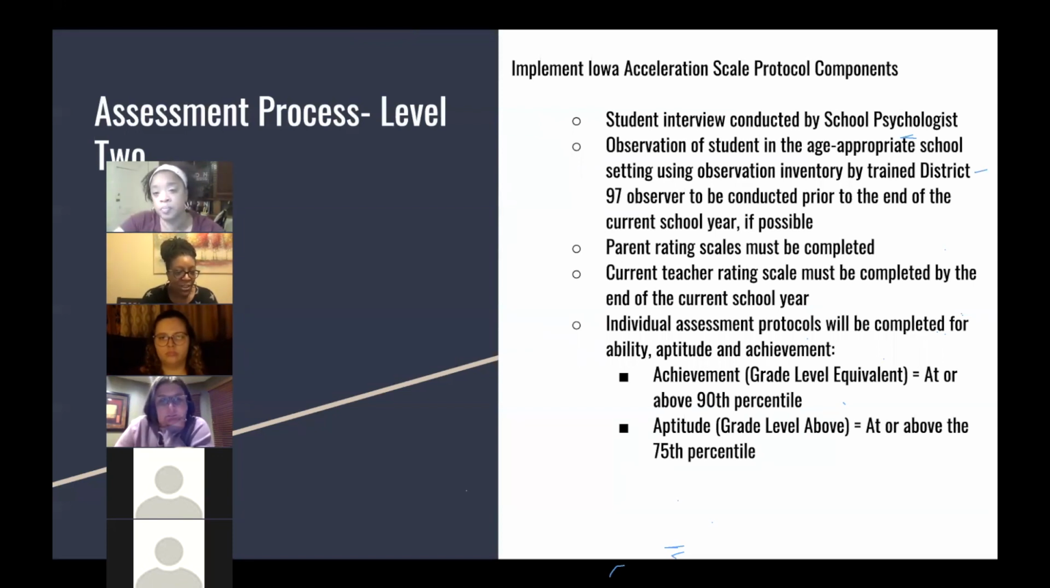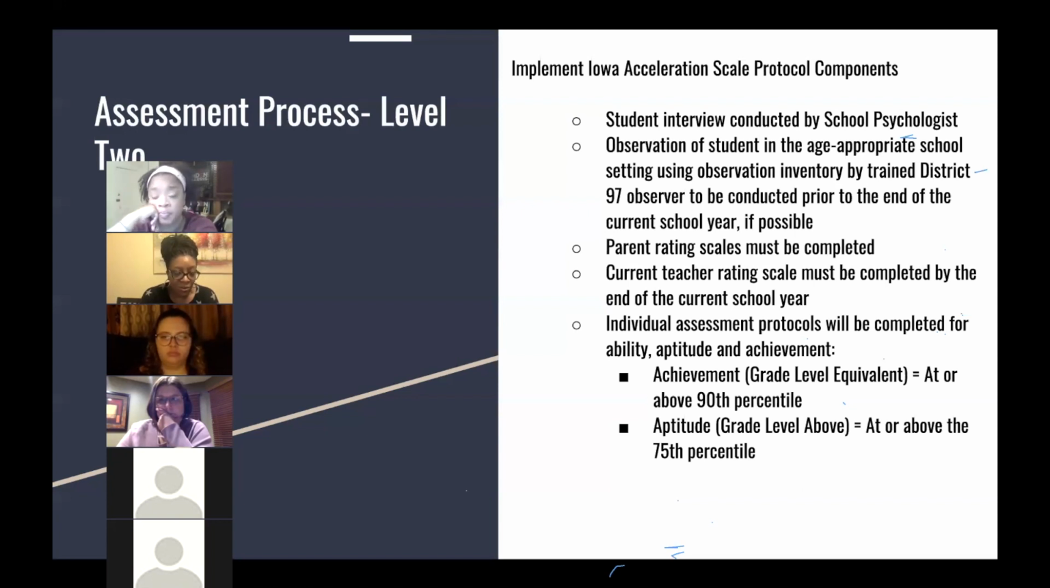So the Iowa Acceleration Scale has a number of different components, but what we want to look at is hopefully a student interview conducted by a school psychologist. If possible, we'd like to observe the student in an age-appropriate setting using an inventory that a trained District 97 observer would use to conduct prior to the end of the current school year. We again wanted to complete those parent rating scales as we just talked about. We would also want to get some information from the current teacher in this current school year. And then we'll also dive into some individual assessments.